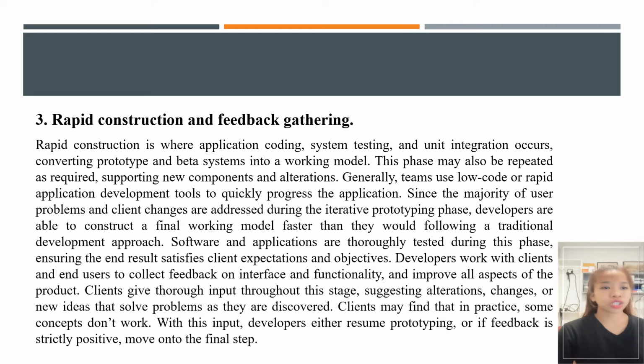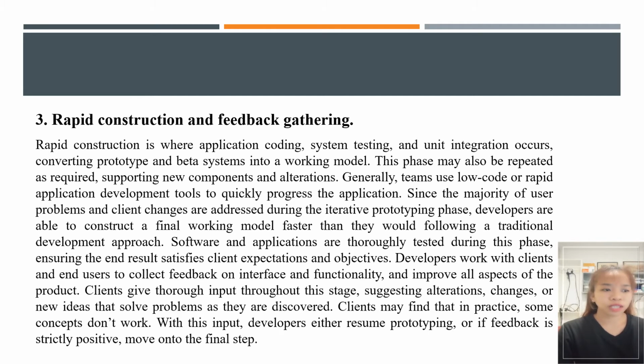Three, rapid construction and feedback gathering. Rapid construction is where application coding, system testing, and unit integration occur, converting the prototype and beta system into a working model. This phase may also be repeated as required.